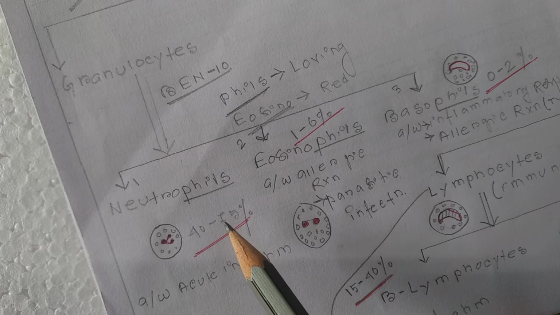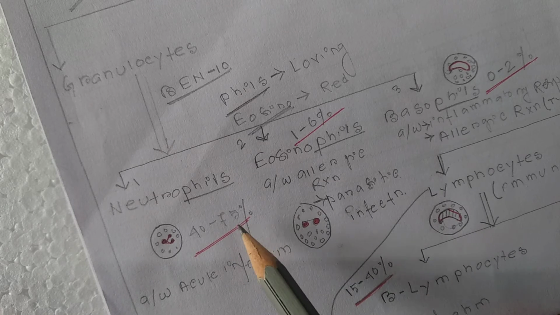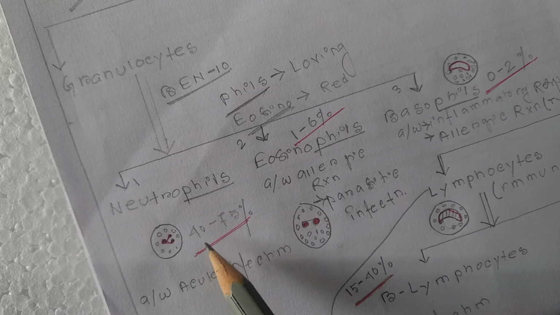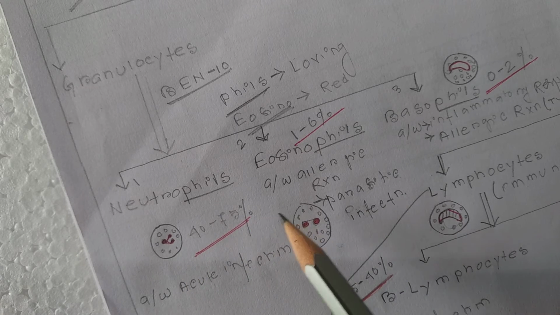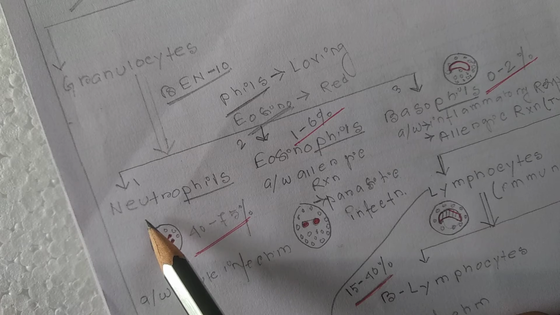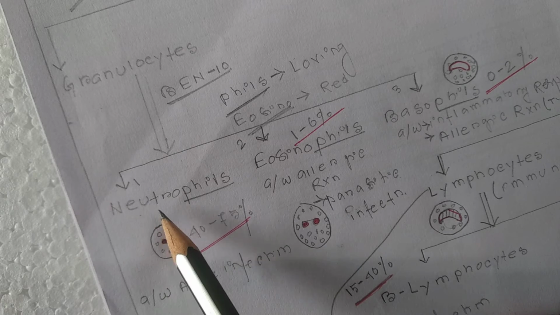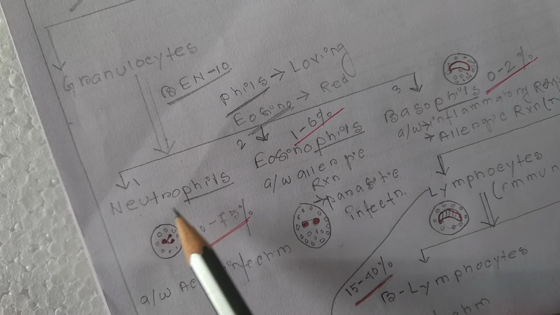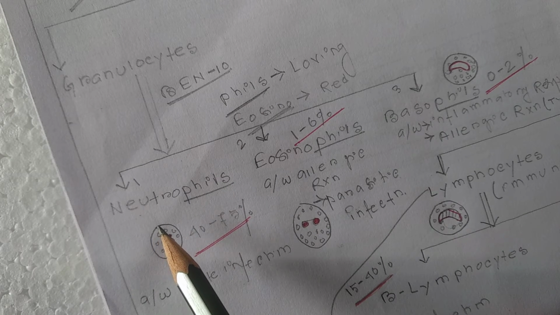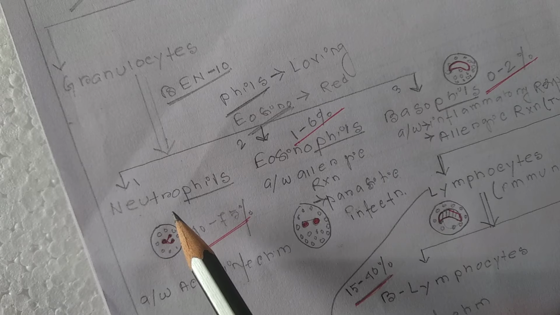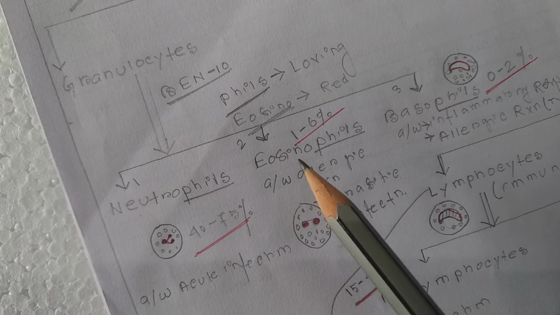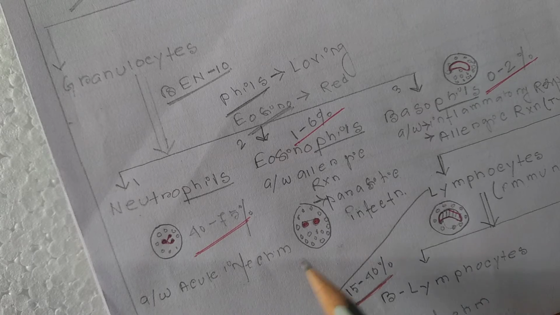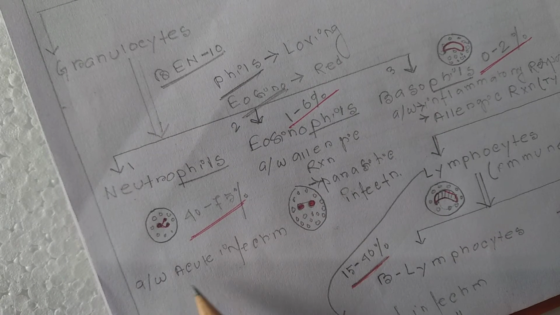When it is more than 75%, that is a pathological condition, and less than 40% is also pathological. If it is increased, that is called neutrophilia. When it is decreased, that is called neutropenia. And when this value is increased, we should consider that it is associated with acute infection.